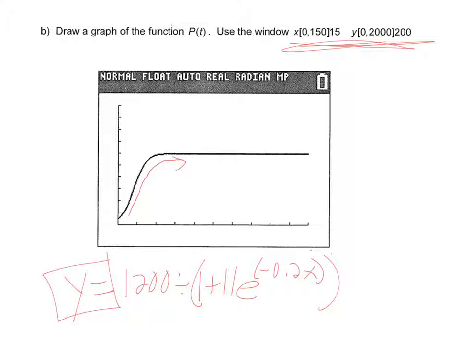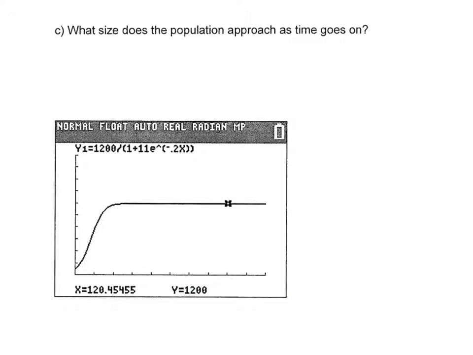So there's the graph. And then it says, what size does the population approach as time goes on? In other words, as it levels off, what is that population? The y-axis is the number of fish, and the x-axis is the time. So you can see that it levels off, and to find that value, you're going to push the trace button.